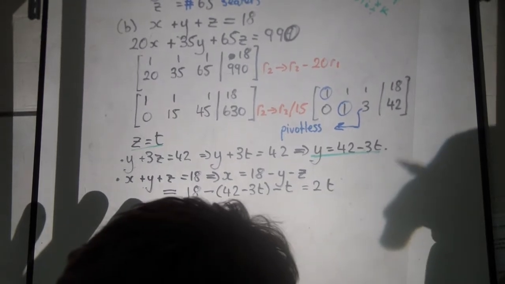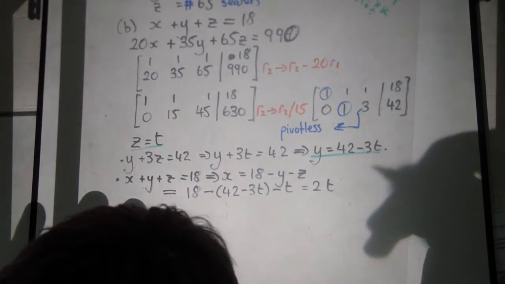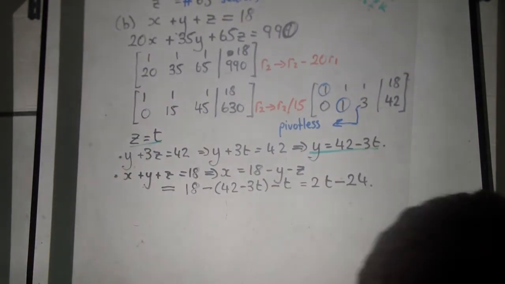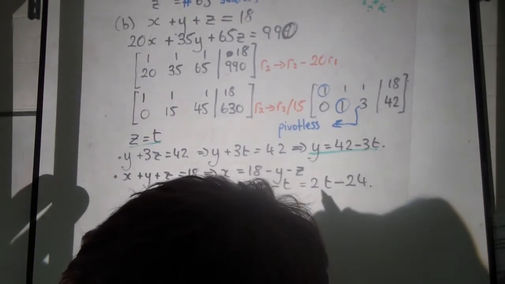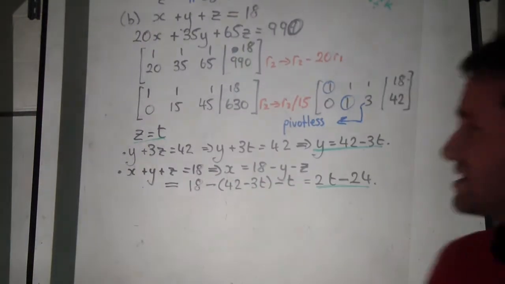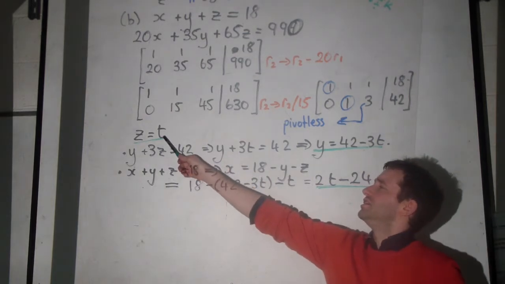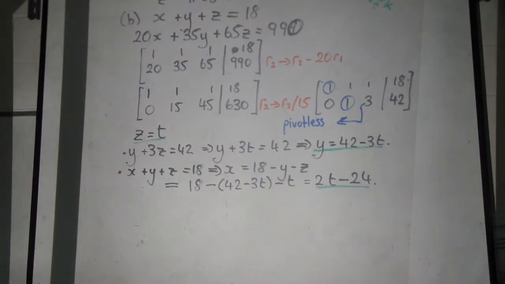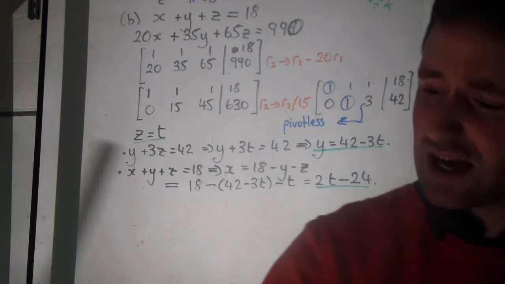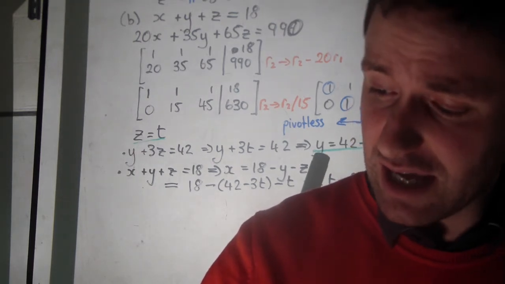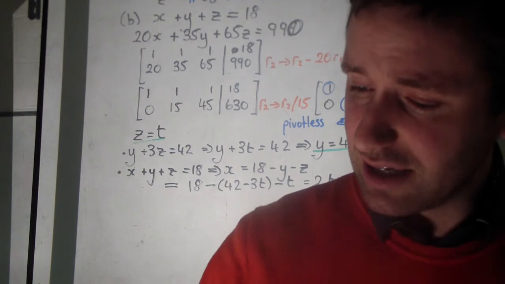And we have 18 minus 42. What's that? Is that 24? Yeah. Minus 24. So the abstract problem, the x plus y plus z equal to 18 and the 20x plus 35y plus 65z equal to 90. For each value of t, you get a different solution. And in terms of the abstract problem, what values of x, y, z solve that? Your z can be anything. As long as your y is related to your z like that and your x is related to your z like that, it'll give you a solution.